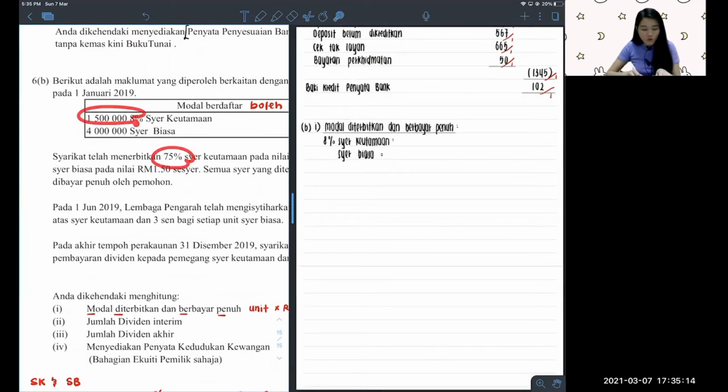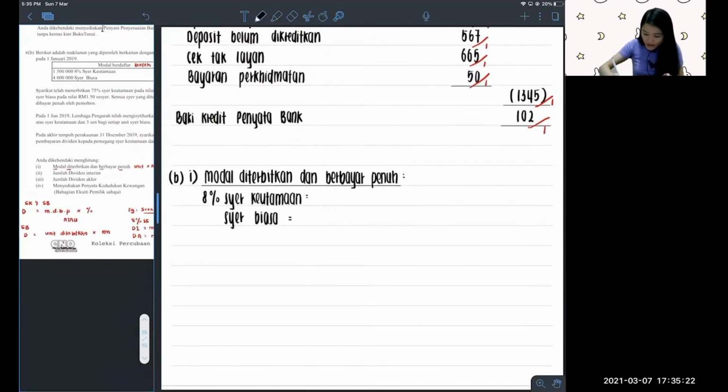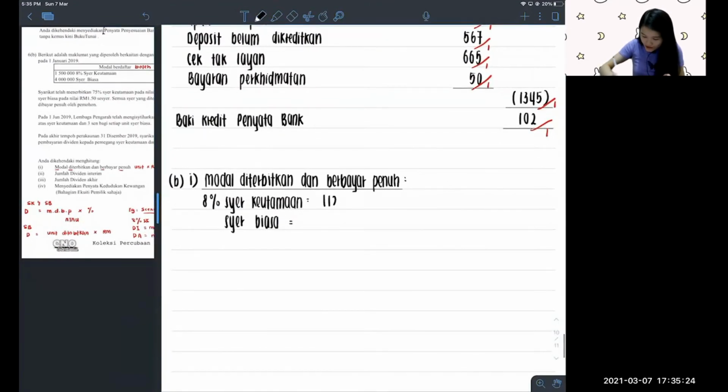So you count 1,500,000 times with 75% is equals to 1,125,000 unit.